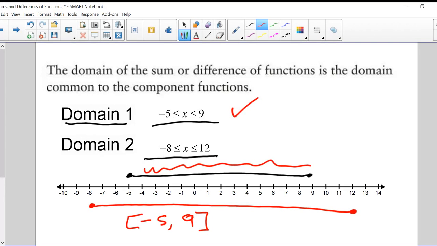Okay? So thank you very much, Ryan. Thank you. Is that how we write it? Yeah, remember, you can write using the inequality signs or you can write using the brackets. Either one, I'm fine with it.